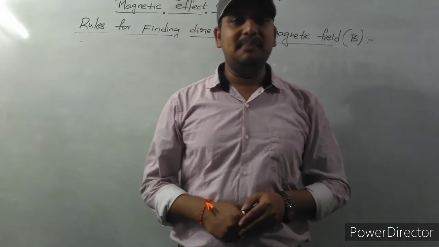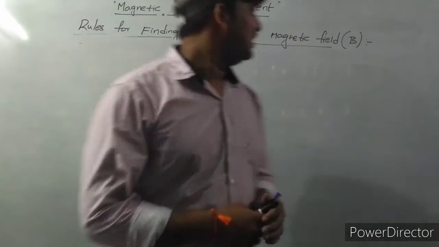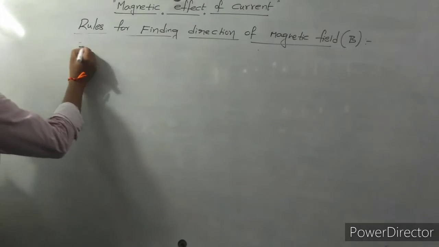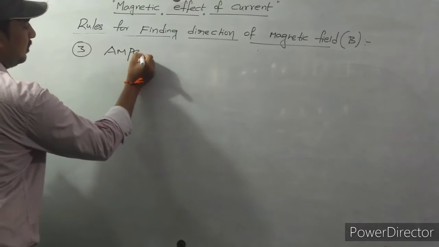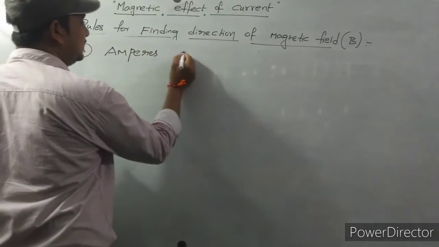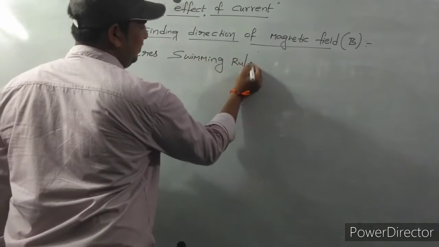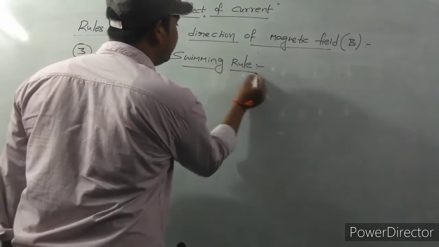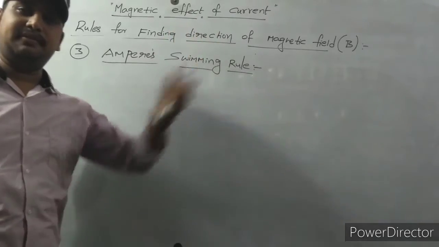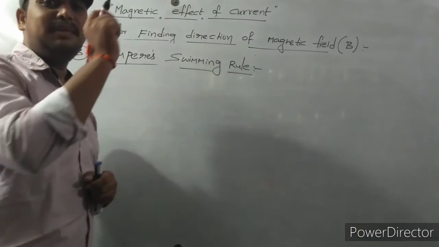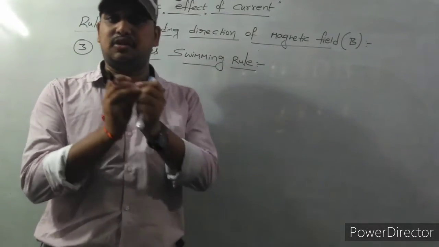Well, continuing my lecture on the chapter magnetic effect of current. So now, third rule, Ampere's swimming rule. This is the third important type of rule to find the direction of magnetic field. Ampere's swimming rule is also used to find the direction of magnetic field.